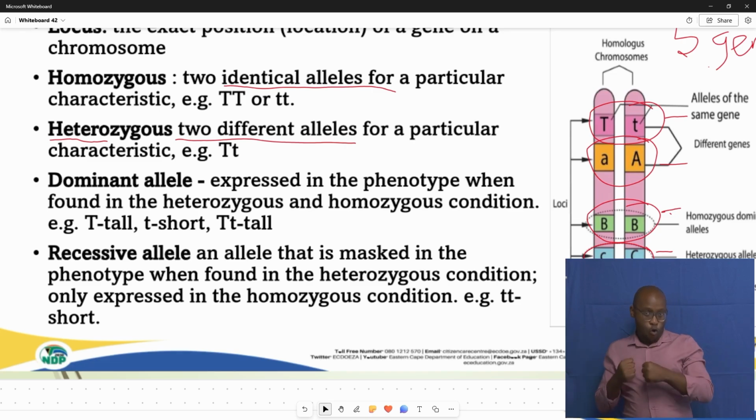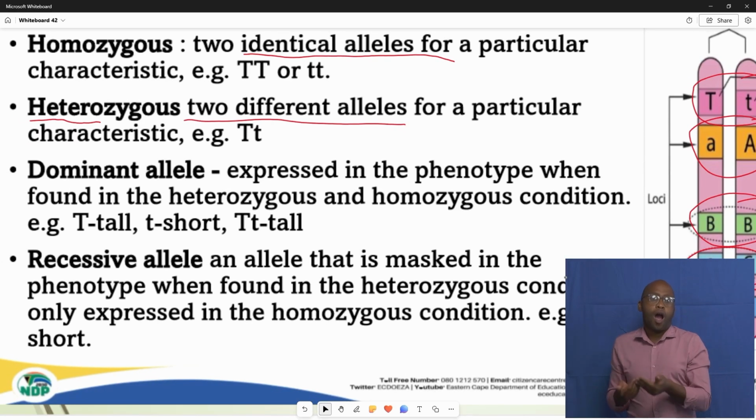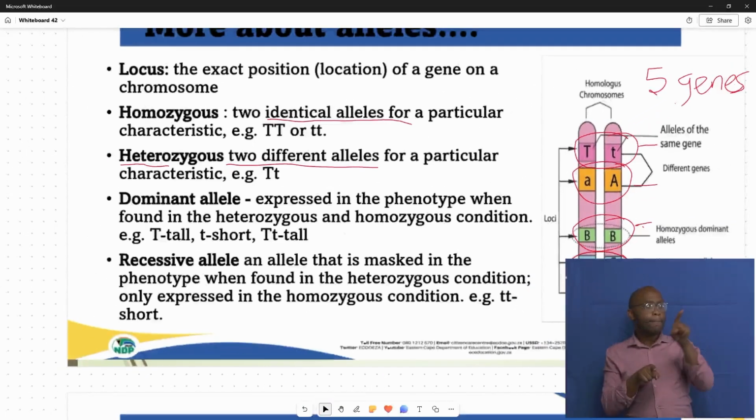It is because some of these alleles are dominant and some of these alleles are recessive. So how do we define a dominant allele? A dominant allele is an allele that is expressed in the phenotype when it is found in the heterozygous and in the homozygous condition. You have been given an example here.